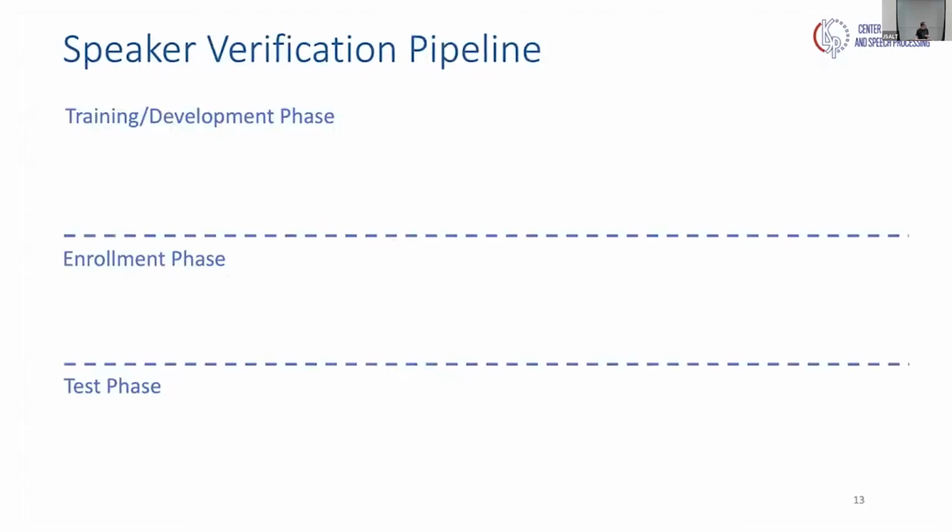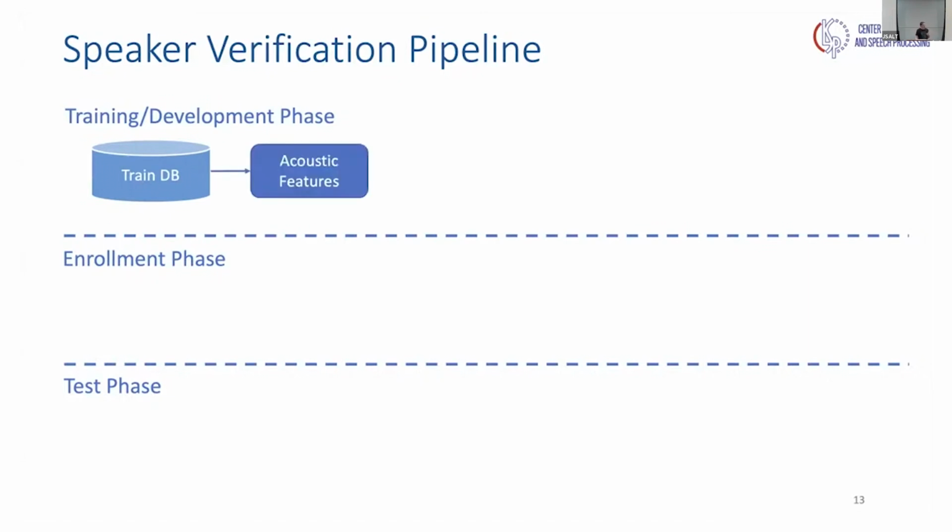In the speaker verification pipeline, we have three phases. In the first phase, what we call the training or development phase, we take a training database where we have several audios from a large number of speakers, typically thousands of speakers. And for each speaker, you want to have several audios per speaker. Hopefully, those audios should be taken in different sessions separated by several days.